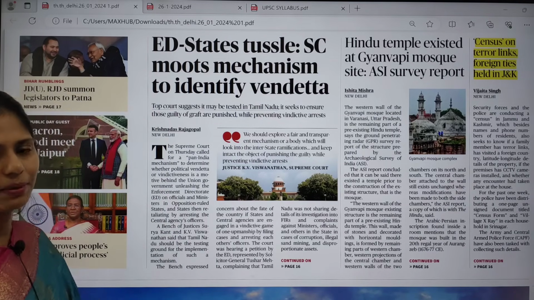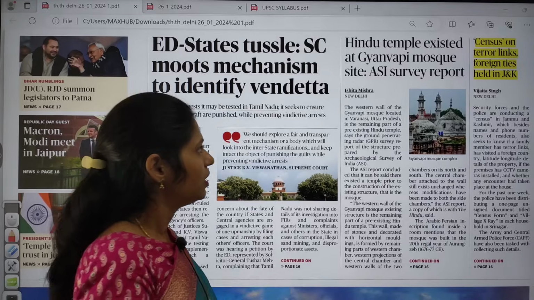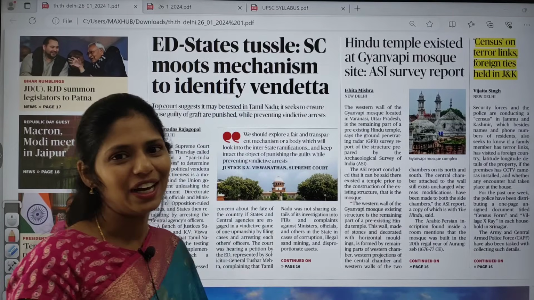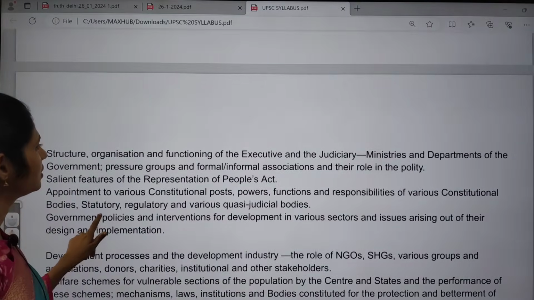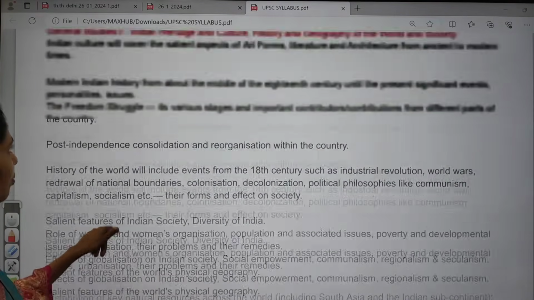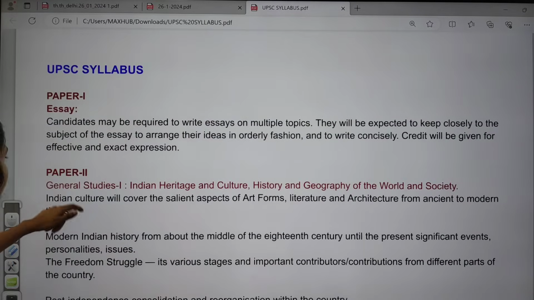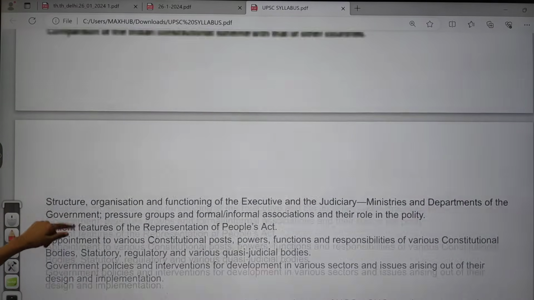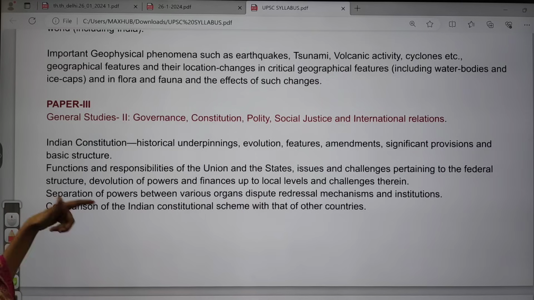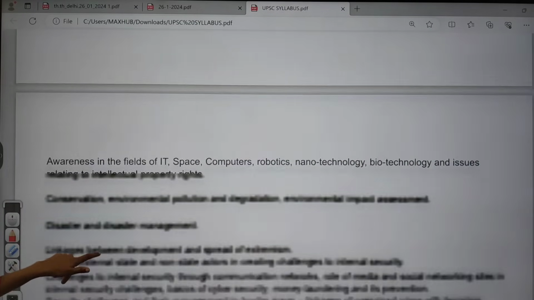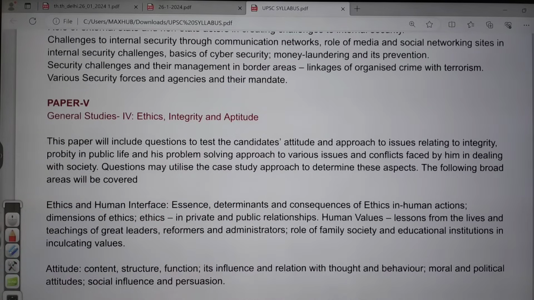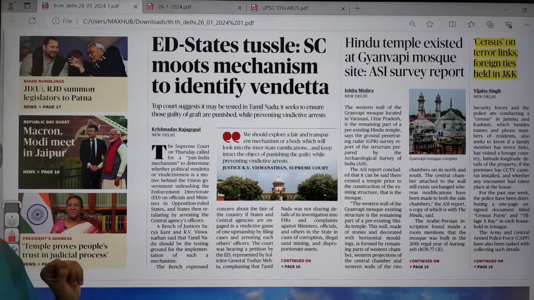So this is the front page of The Hindu and I will be showing you the syllabus. This is the syllabus of UPSC. We have paper 1, paper 2, paper 3. Paper 3 is nothing but GS2. Next, paper 4 is GS3 and paper 5 is our ethics. So this is from the mains perspective.